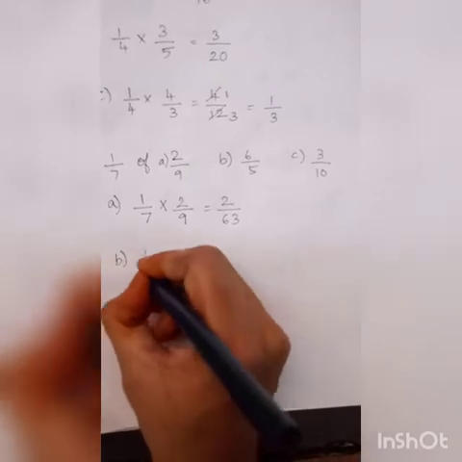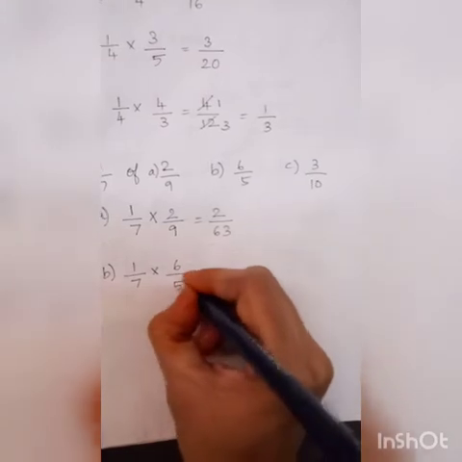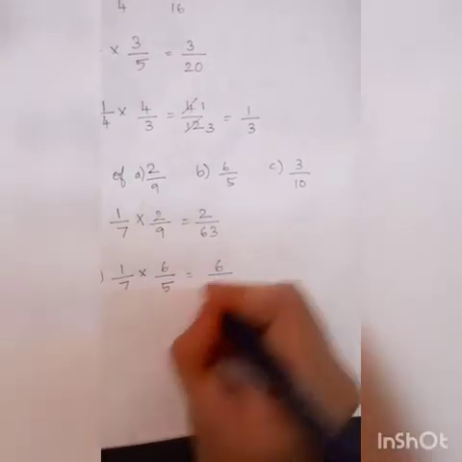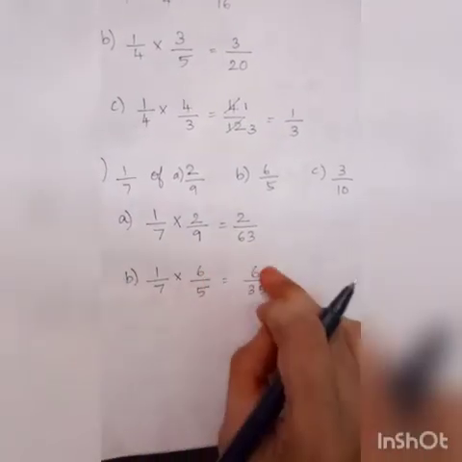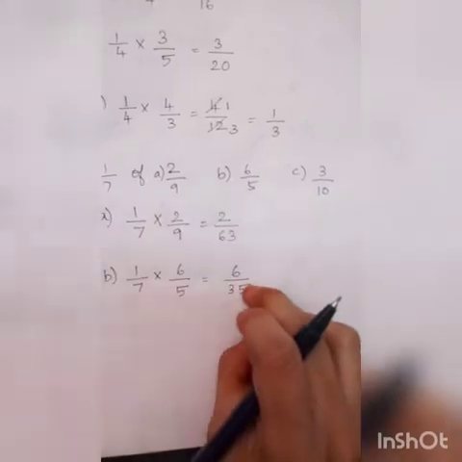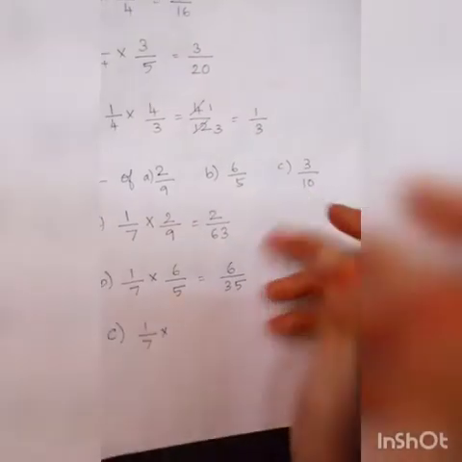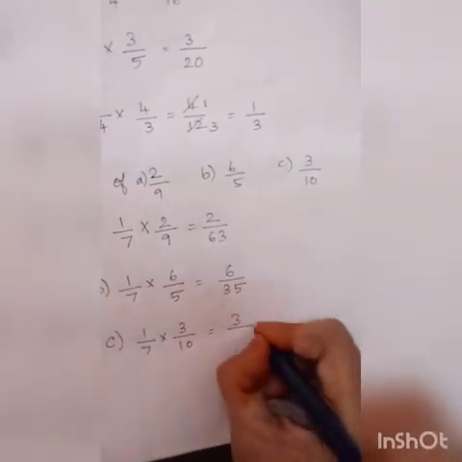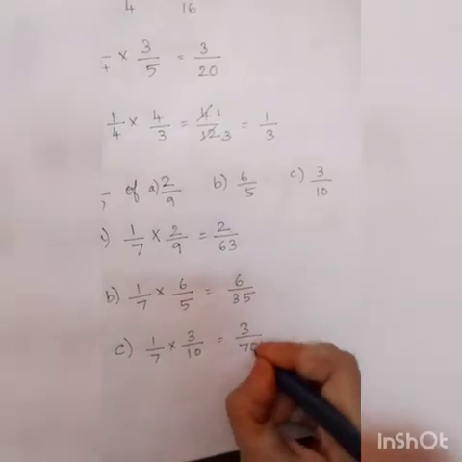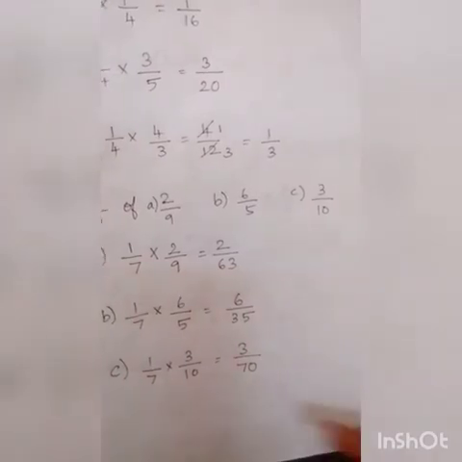B. 1 by 7 into B is what? 6 by 5. 1 6s are 6. 7 5s are 35. Is there any possibility to cancel this? No. C. 1 by 7 into 3 by 10. 1 into 3, 3. 7 tens are 70. Is there any possibility to cancel? No. So this answer is 3 by 70.